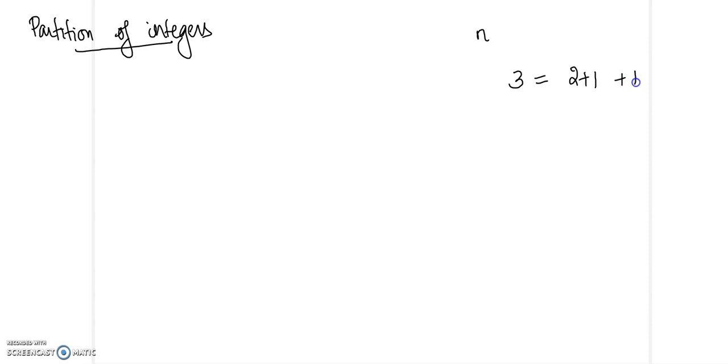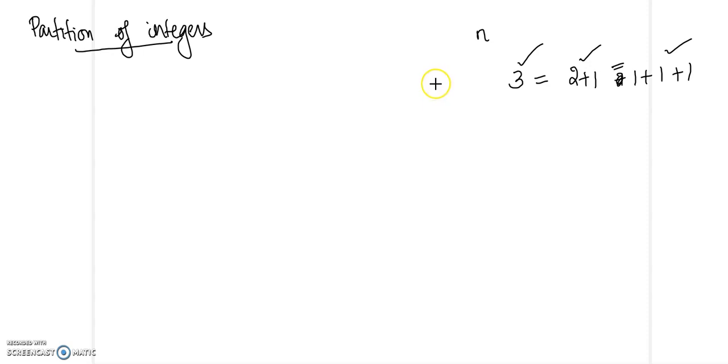Or I can write 1 plus 1 plus 1. So this is the partition of 3. So 3 can be represented in these three forms. I can represent 3 as 3 itself, or I can represent it as sum of 2 and 1, or it can be represented as the sum of 1s. So similarly, if you take any positive integer n, that can be represented as a sum of positive integers. So that is called the partition of the positive integer n.